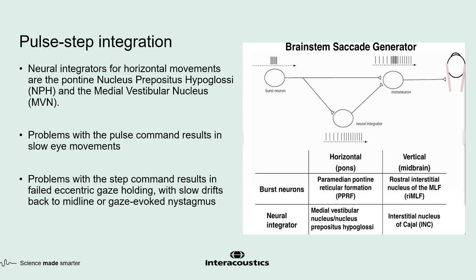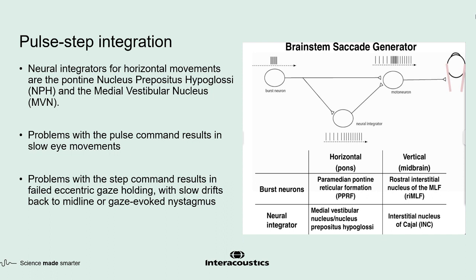Now, problems with the pulse command result in slow eye movements. If you can't generate an appropriate pulse command, either through descending pathways that go down to drive the burst neurons, or more commonly through problems with the burst neurons themselves, you see slow eye movements that are moving at an inappropriate velocity. Now, problems with the step command, this is what we generally see when people have failed neural integration.